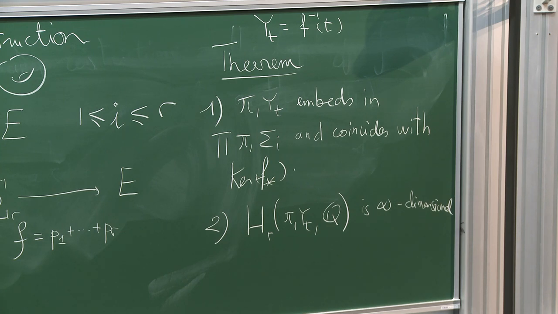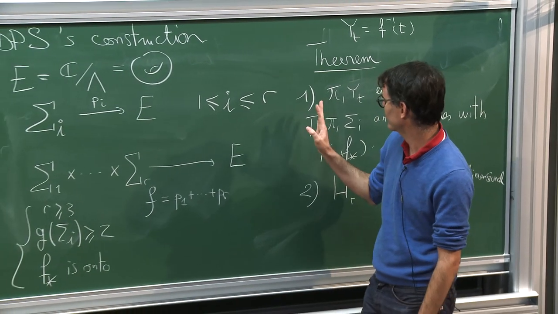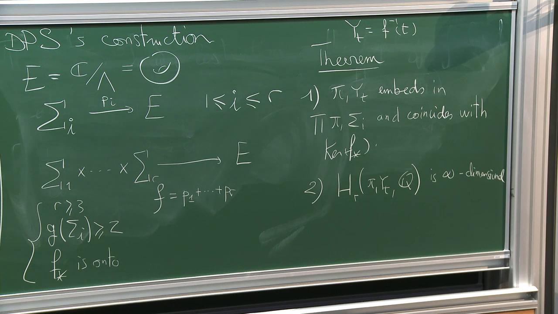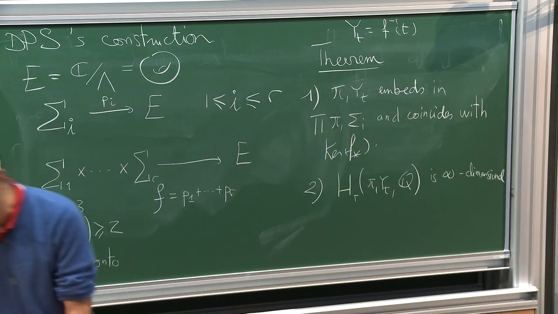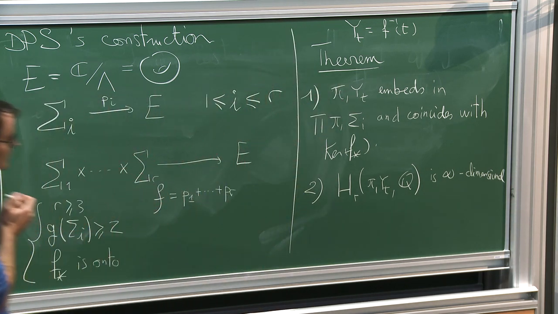So this map has critical points, because the covering spaces are ramified. The first point of the theorem, I will explain why it's true later. It's not really related to the fact that we have a direct product of surface groups. It holds in a more general context. We'll see that both things hold in a more general context. But the first one was already known to Dimca, Papadima and Suciu. So even if there are critical points, the fiber Y_t is pi_1 embedded. Its pi_1 coincides with the kernel of F star, and the R-dimensional homology of the pi_1 is infinite dimensional.